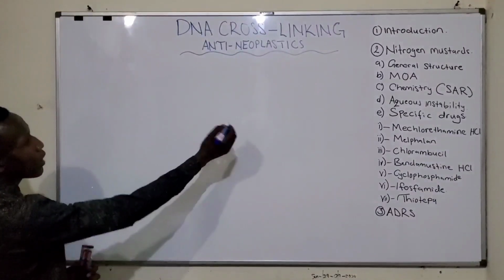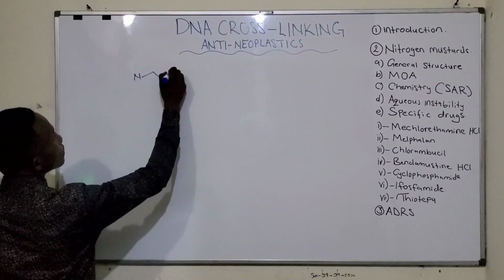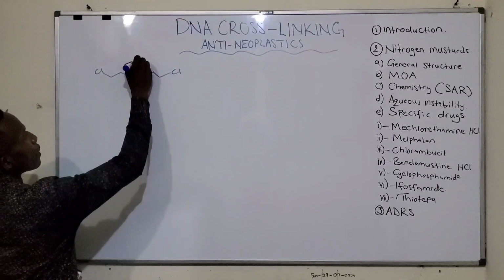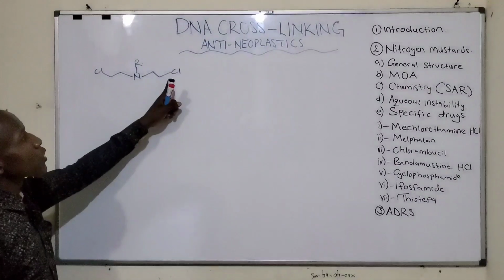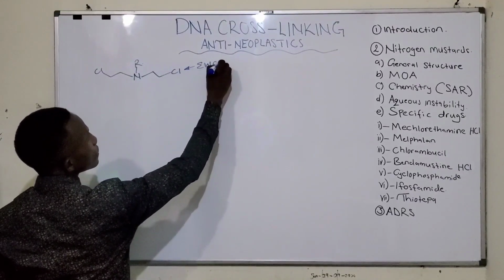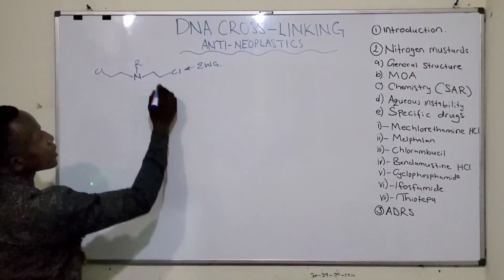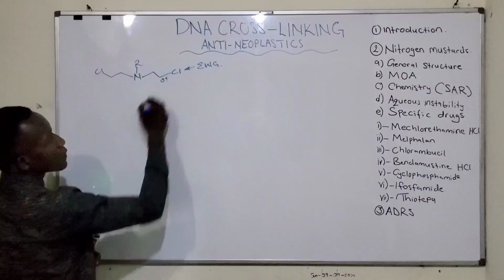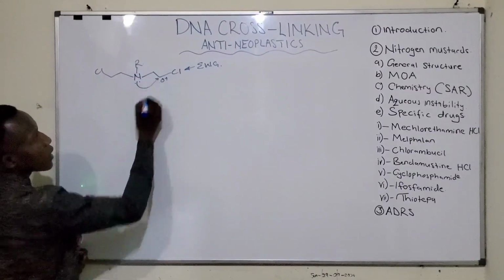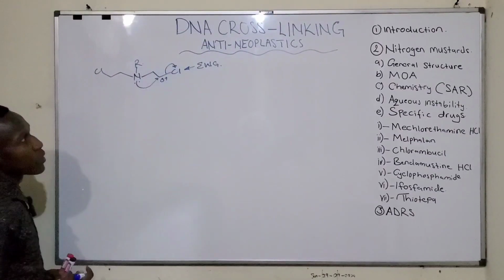For the mechanism of action, we shall have our nitrogen mustard like this, and the R group. This chlorine is highly electron withdrawing. It is an electron withdrawing group, meaning that it will pull the electrons towards itself. This carbon will be partially positive. So this nitrogen, having its lone pairs, will attack this carbon. When it attacks this carbon, the chloride will go.